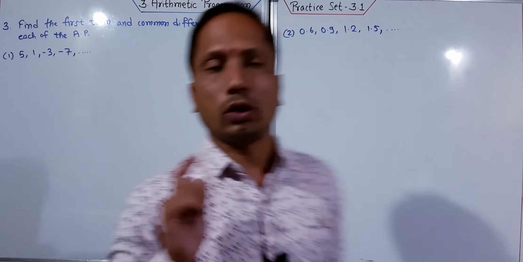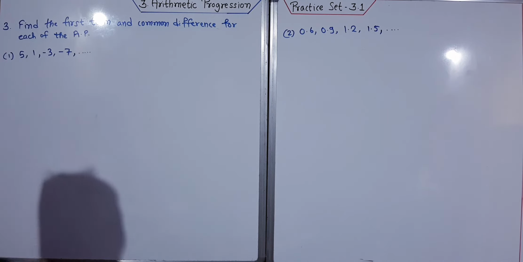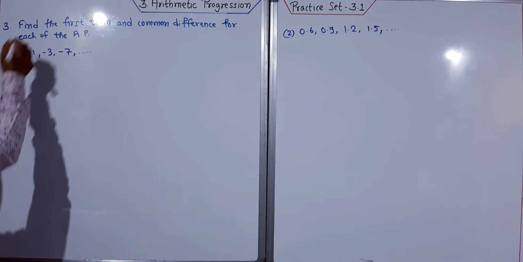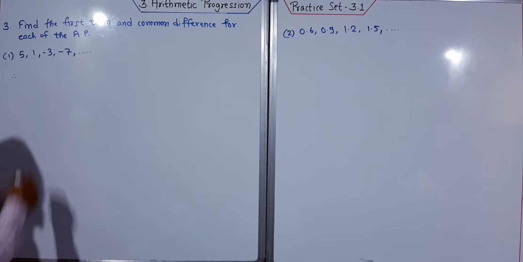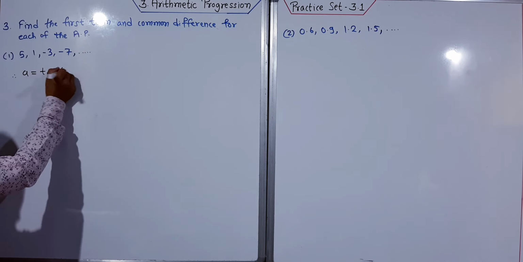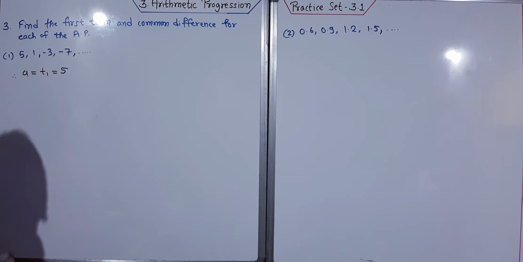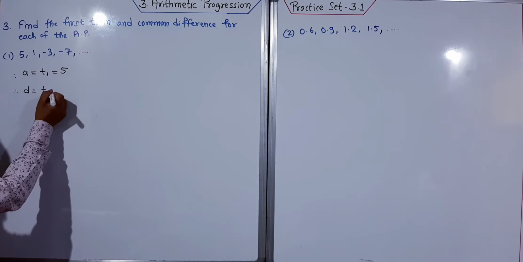So we'll solve the question number 3. Find the first term and the common difference for each of the APs. So whatever the given APs, we will find. In the solution, A is the first term. I know that A is equal to t1 is equal to 5. I got the first term. I have to find the common difference. Therefore, d is equal to t2 minus t1.